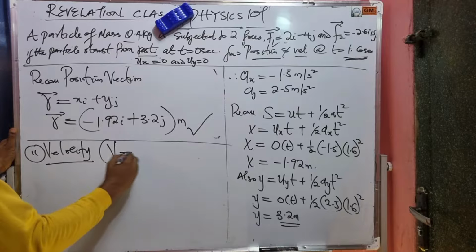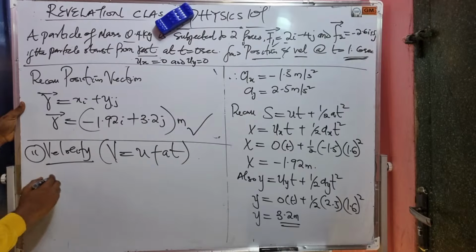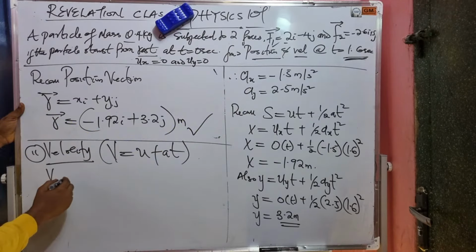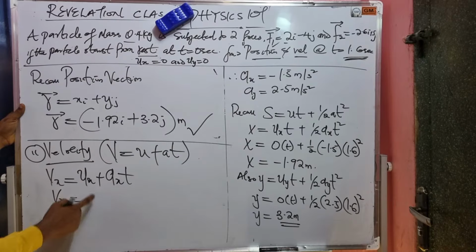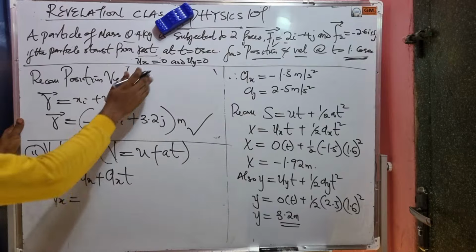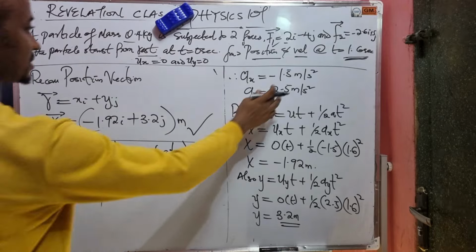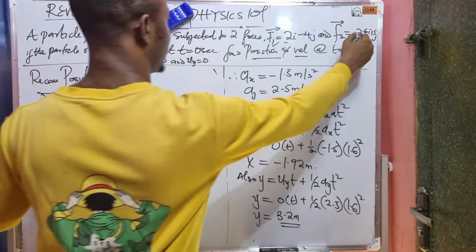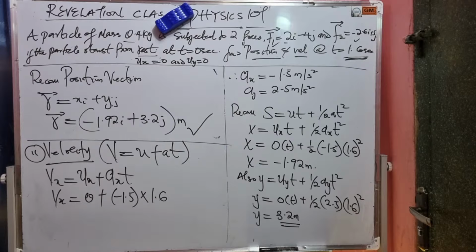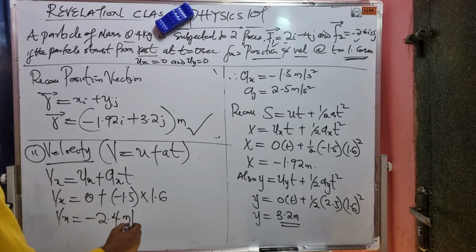Velocity. I'll be using v equals u plus at. So for my vx, since I have ax, I have to find vx. vx will be ux plus ax times t, right? So my vx becomes, our ux is 0, plus our ax is minus 1.5 times our time, which is 1.6. So let's multiply this and see what we have: 1.6 times 1.5. Our vx is minus 2.4 meters per second.